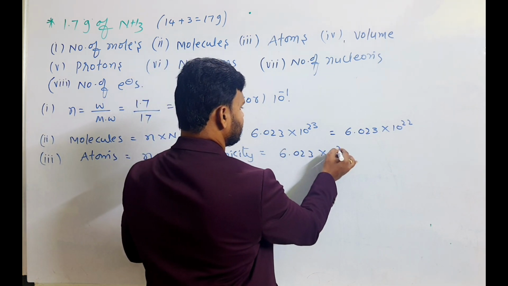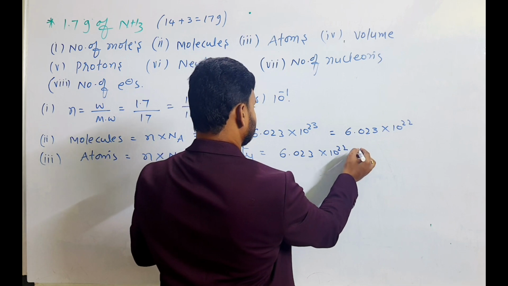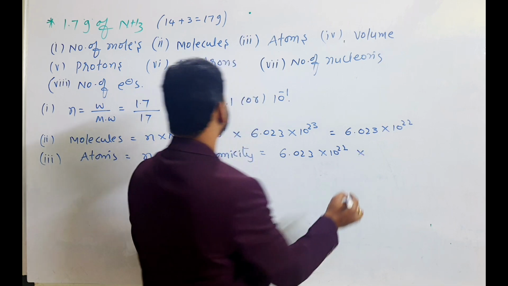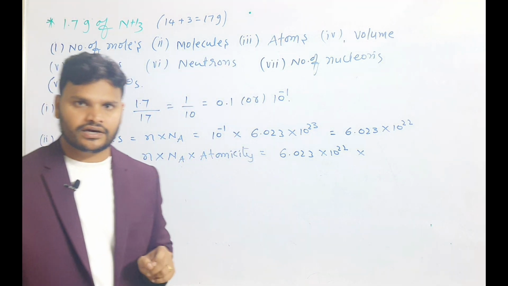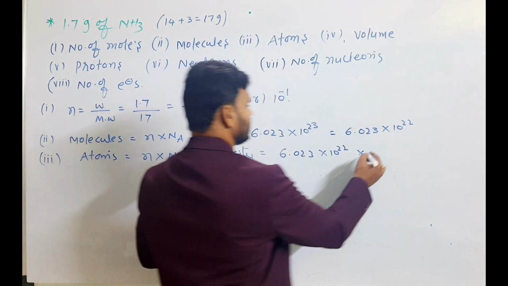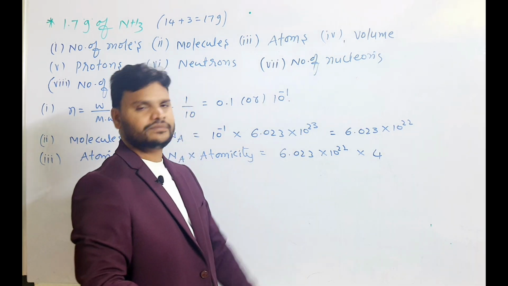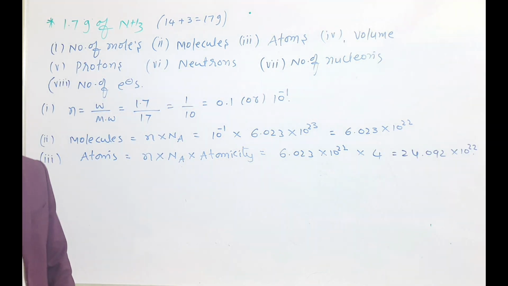6.023 into 10 power 22, into atomicity. NH3 atomicity: 1 nitrogen, 3 hydrogen, total 4. Should multiply with 4. 6 into 4, 24. 24 into something, that is the answer. That is the exact value.